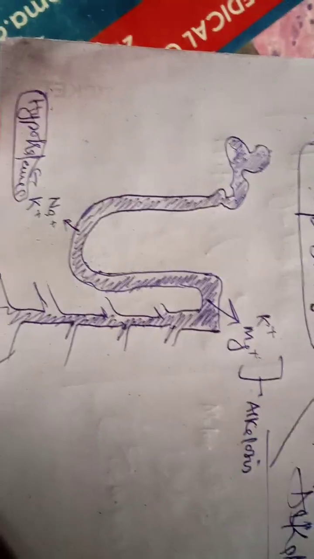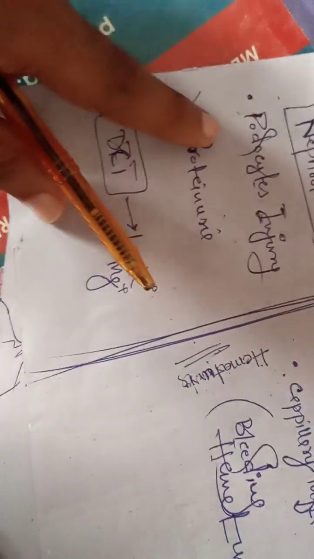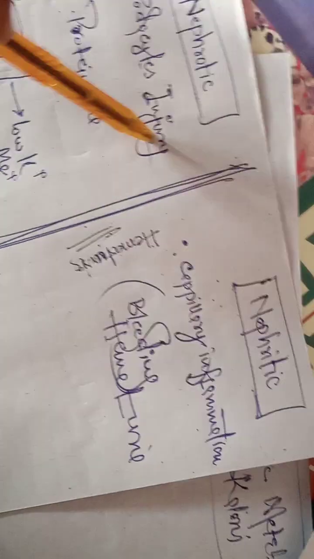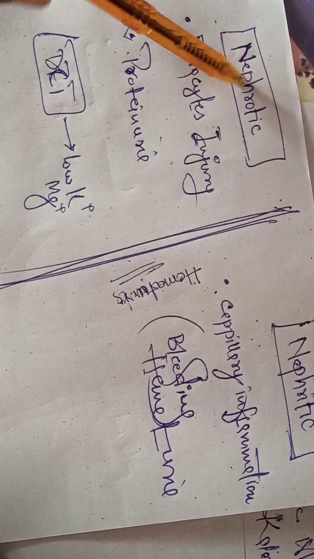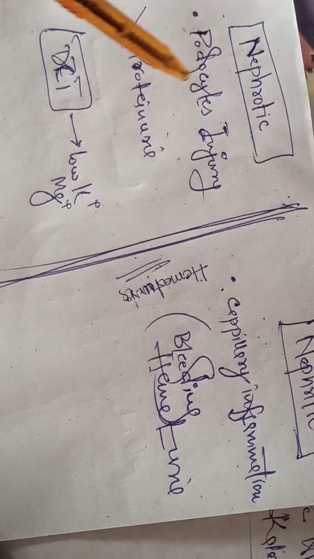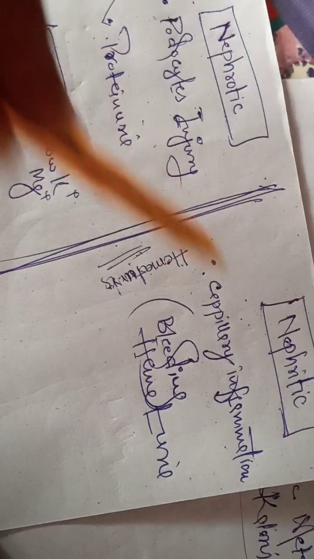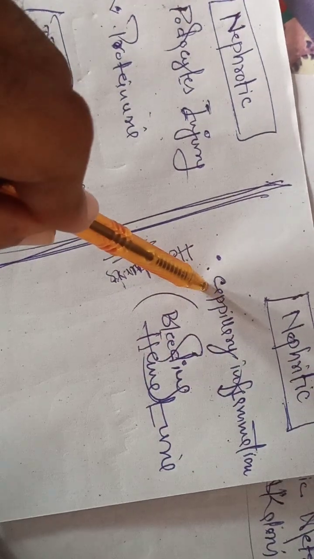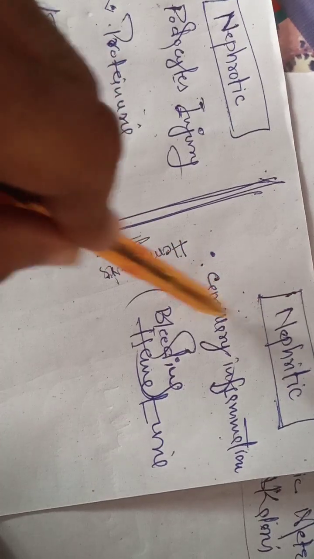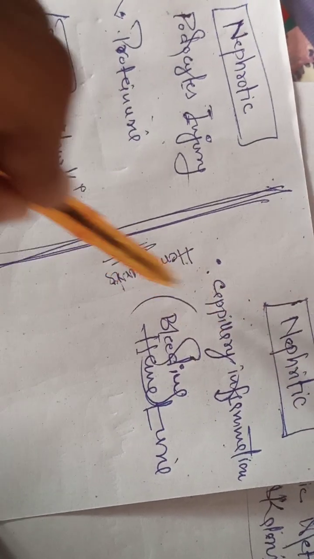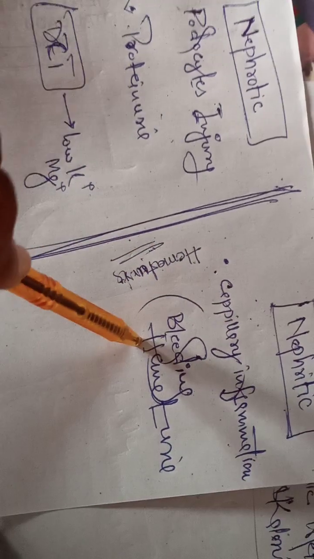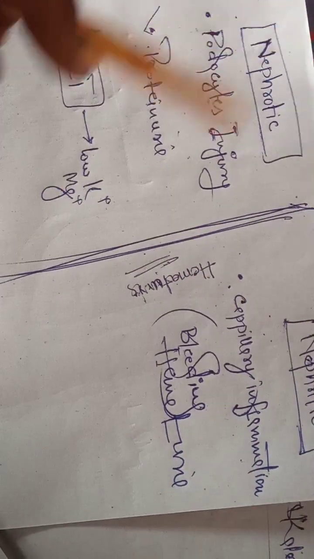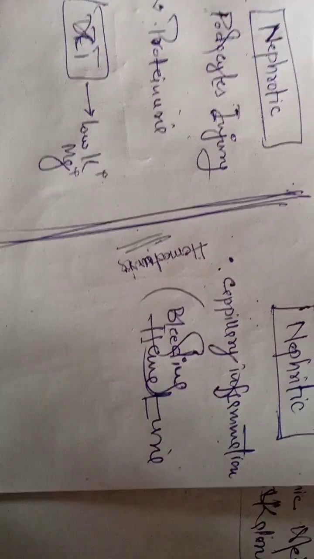Okay, so this one is the genetic diseases, and nephrotic syndrome and nephritic syndrome differences. Nephrotic syndrome occurs because of podocyte injury, and majority is proteinuria, while nephritic syndrome is capillary inflammation. Capillaries have blood, so when there is nephritic syndrome, capillary inflammation, hematuria is there, bleeding occurs in the urine. So in this way, these two syndromes are differentiated.